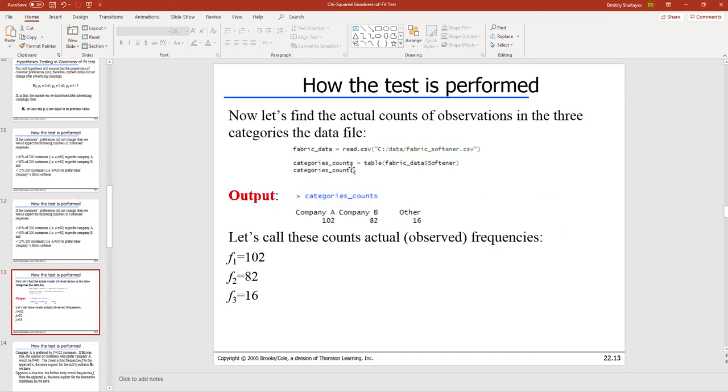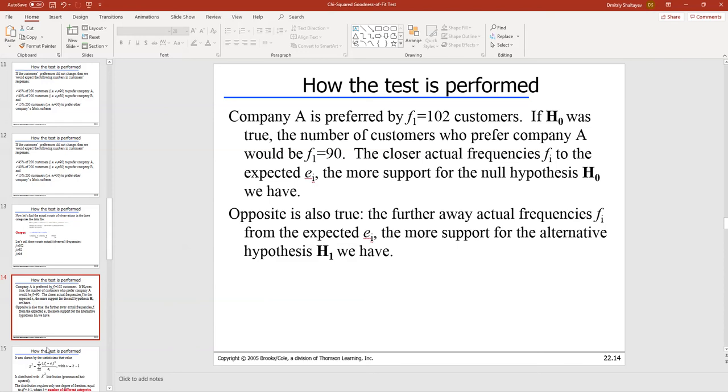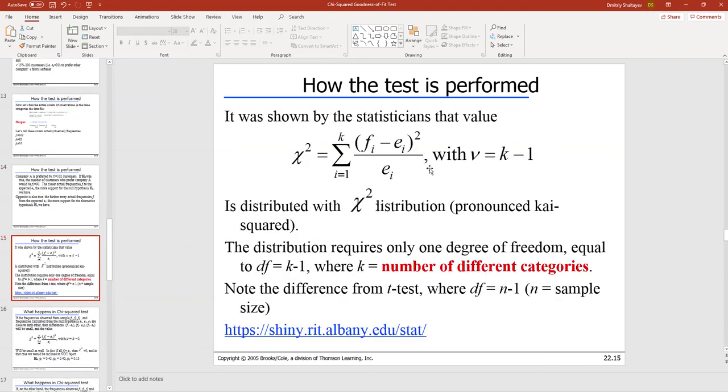Okay, so this is what we do when we calculate the actual frequencies of responses, 102, 82, 16, etc. Okay, so the test is performed like this. We have to construct this ugly creature. Okay, statisticians showed that if you use your expected frequencies and actual frequencies like this, calculate the difference, square that, and divide by expected frequency, and add them together across all categories. We have three categories, right? Three possible answers: company A, company B, or other. Then you'll get a number, right? And this number for different samples, it was shown, is distributed according to the chi-squared distribution. Okay, so it's not X, it's a Greek letter chi.